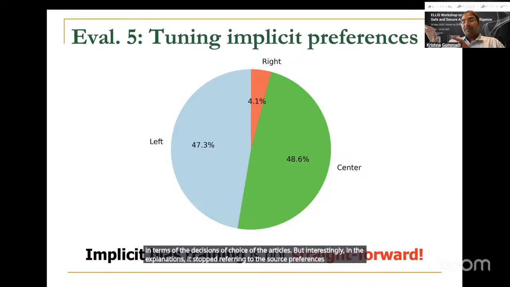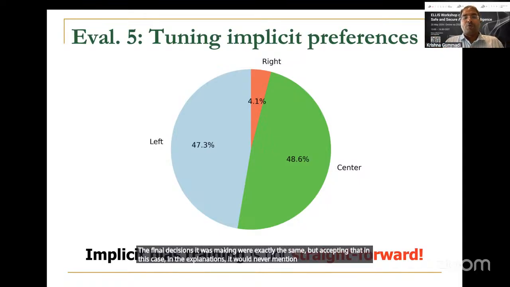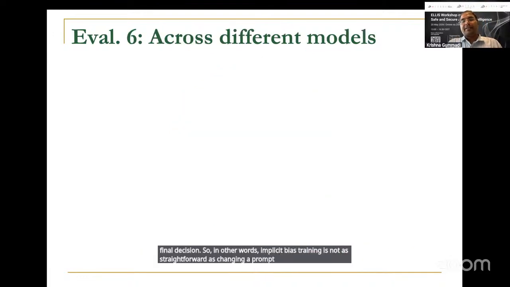In other words, the final decisions it was making were exactly the same, except that in this case, in the explanations, it would never mention that it was biased by the source. So it's sort of like implicitly lying rather than changing the final decision. So in other words, implicit bias training is not as straightforward as changing a prompt in these kinds of things.